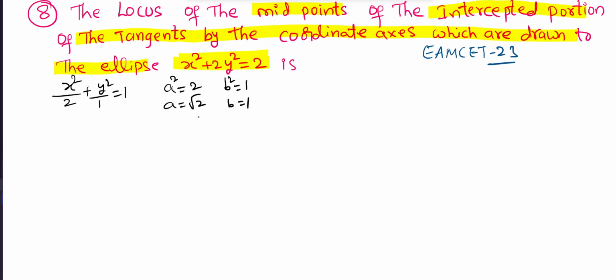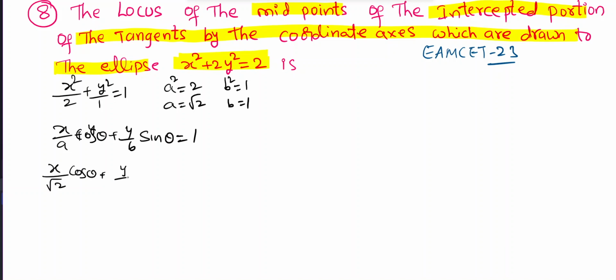We know that the equation of tangent to the ellipse is x by a cos theta plus y by b sin theta is equal to 1. Here a is root 2, so x by root 2 cos theta plus y by 1 sin theta is equal to 1. This is the tangent equation. Then this tangent meets the coordinate axes at capital A and capital B. Then find the locus of the midpoint.